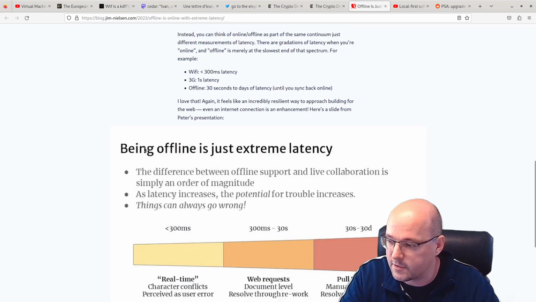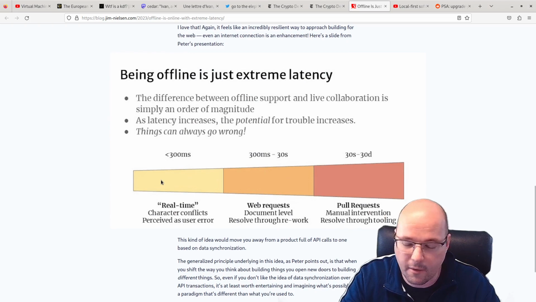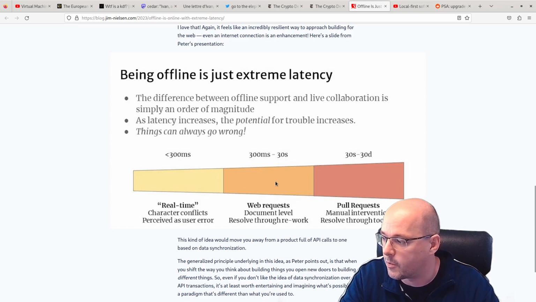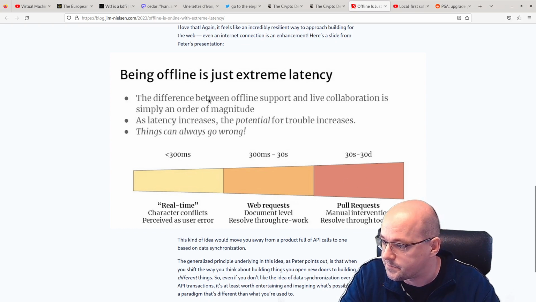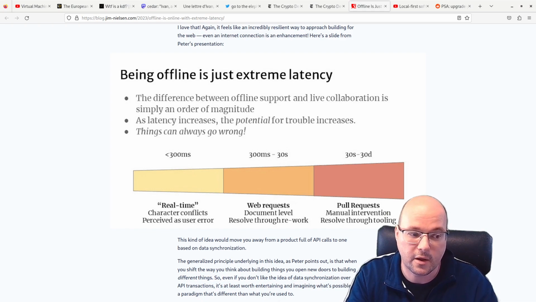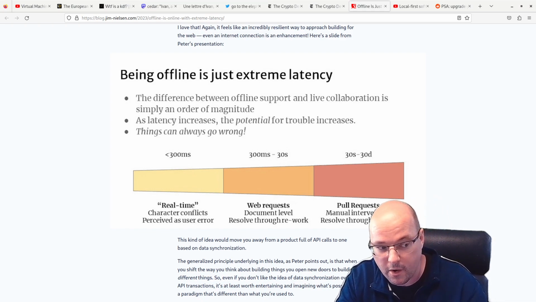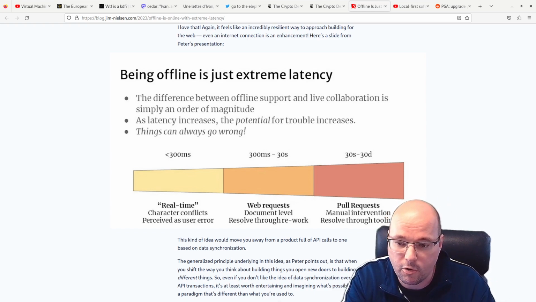And also quite interesting is this graph down here about latency, that we have real time below 300 milliseconds, web requests, well, 30 seconds is a lot for a web request. And then you have here extreme latency, almost up to 30 days. And as latency increases, the potential for trouble increases. So if you work with these kind of peer-to-peer systems where one can stay offline for a longer time, those are much more difficult to build than traditional client-server systems.